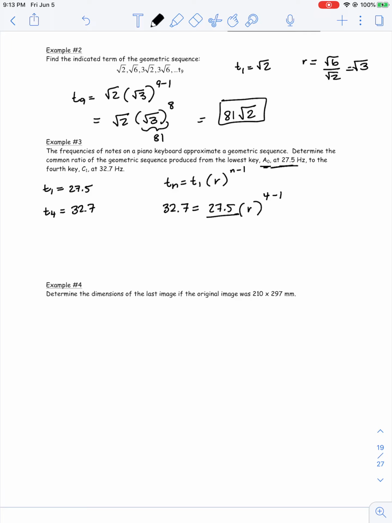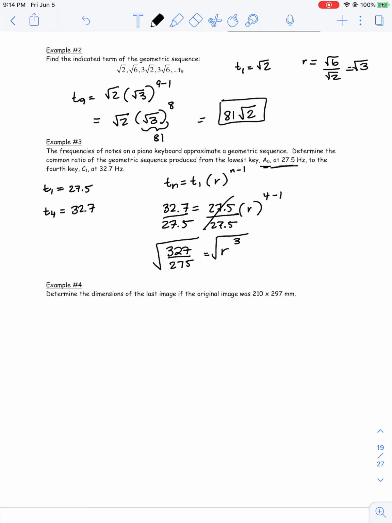So step 1, to solve for r, we're going to have to divide the t1 to the other side of the equation. So I'm going to have to go 32.7 divided by 27.5. And I will get as a fraction 327 over 275.